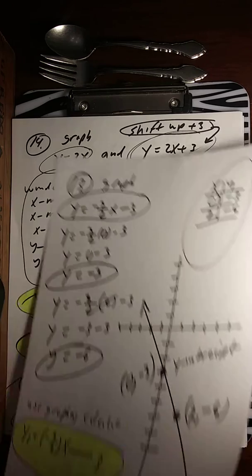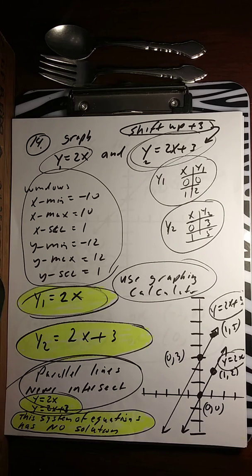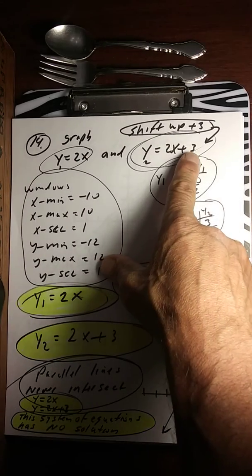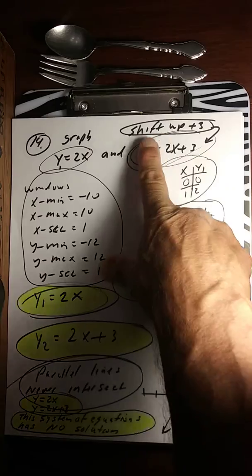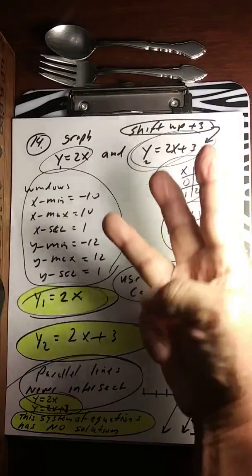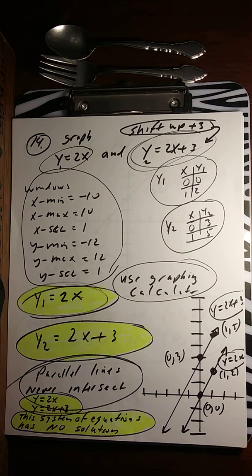Next one. y equals 2x and y equals 2x plus 3. Okay. Notice this is 2x and this is 2x plus 3. So this graph is going to get shifted what? Up 3 spaces. Whatever this graph is, this is going to go 3 spaces up. So let's put them in our calculator.